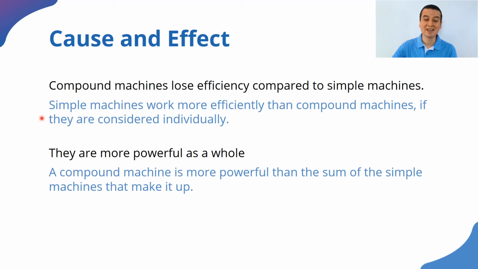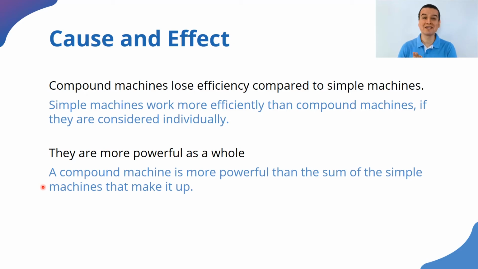All right? And finally, they are more powerful as a whole. Oh, that's why we didn't give more context to the other phrase or statement, because there was a separate analysis opportunity here as a whole. So a brief explanation of this would be, a compound machine is more powerful than the sum of the simple machines that make it up. Ooh, they are more powerful as a whole.